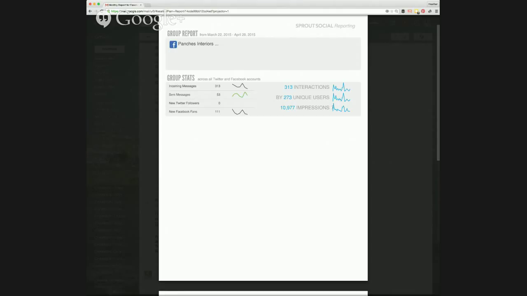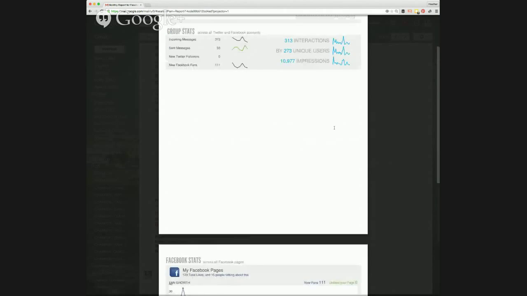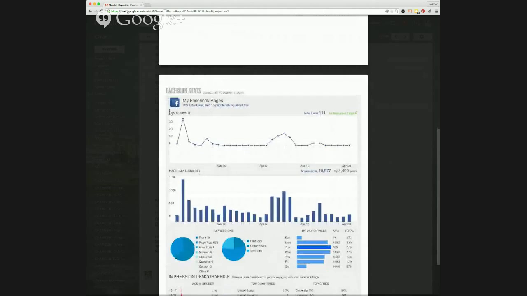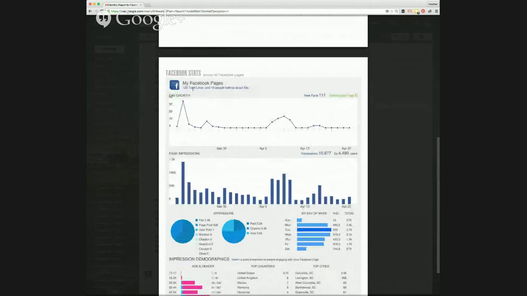And then it had total impressions of 2,977. If you go down to this page, it again shows that the page, at the time this report was created, had 123 total likes, and that there were 15 people talking about this brand on Facebook.